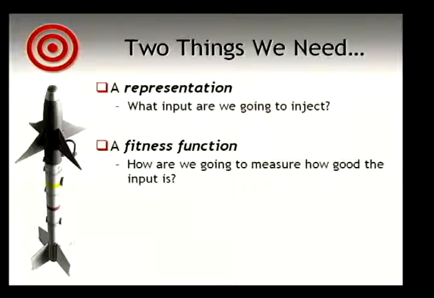So I told you that there were 2 things that we need anytime we want to use a genetic algorithm for a specific problem. We need a representation. So in the problem that we're trying to solve here, the input crafting problem, we need to decide what inputs we're going to inject. How are we going to describe them? The other thing is we need a fitness function. That is, how are we going to measure how good an input is?